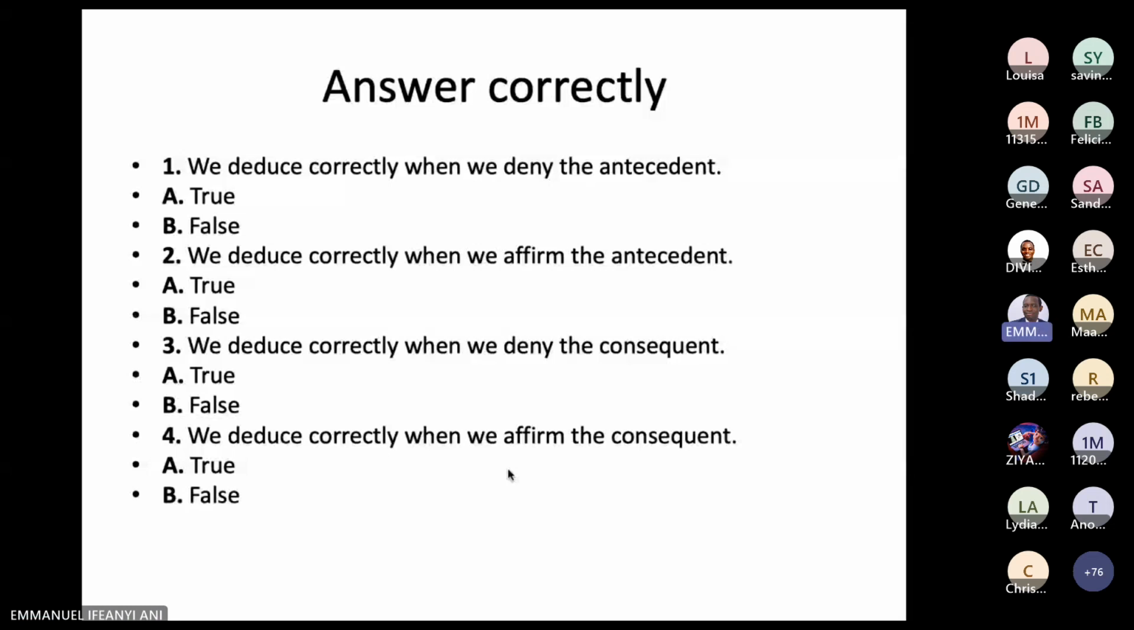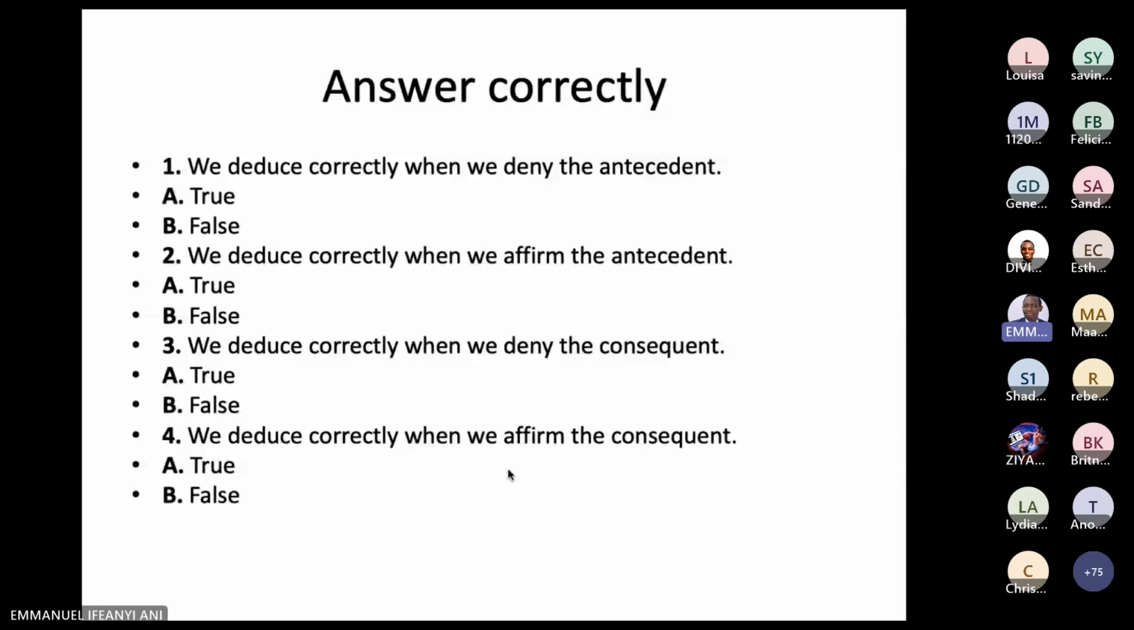Okay, so we said number 2 is true because it affirms the antecedent. Number 3, we deduce correctly when we deny the consequent. True or false? True. That's correct. When we deny the consequent, we deduce correctly. Number 4, we deduce correctly when we affirm the consequent. False. That's correct. So let's move on.